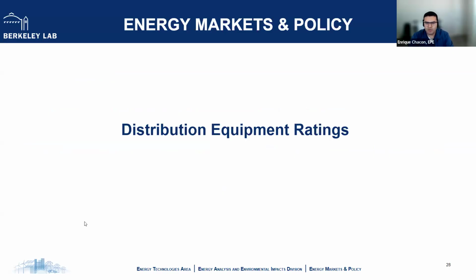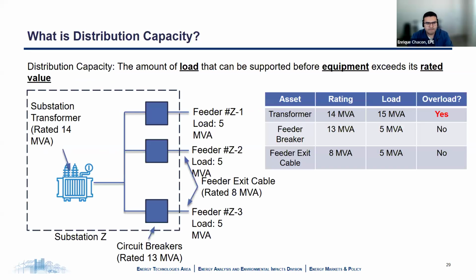All right, so distribution equipment ratings. Next slide. Okay, so the key question here is, what is distribution capacity? So very simply stated, distribution capacity is the amount of load that can be supported before the equipment exceeds its rated value. Now, in the example here, we're looking at a substation transformer. So maybe let's deep dive it a little bit.